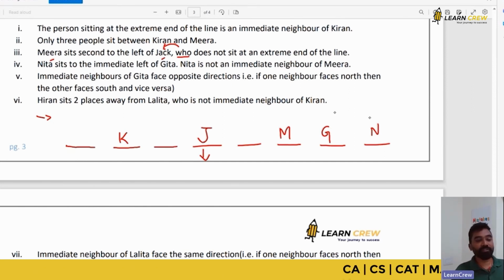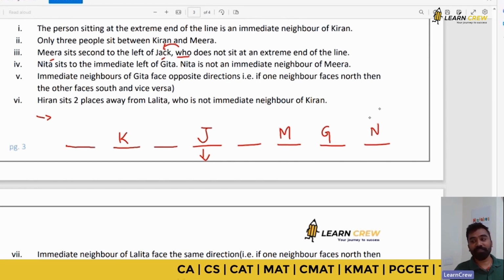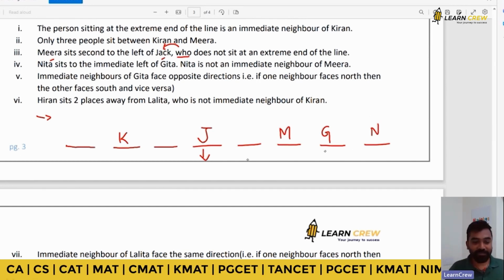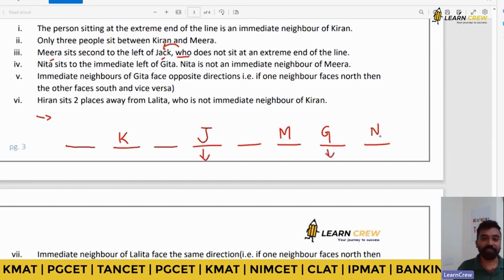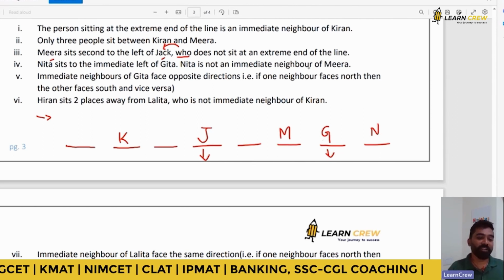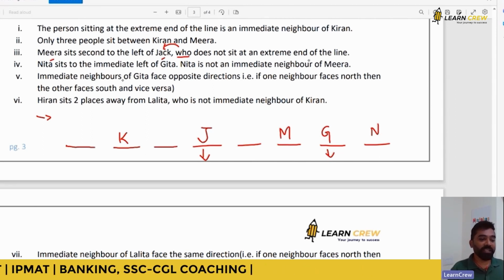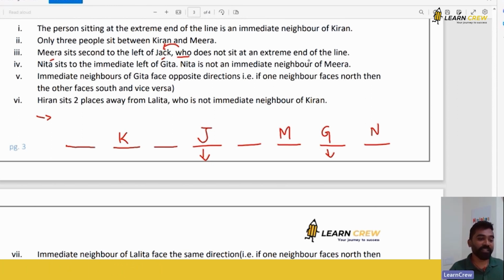North. Neeta sits to the immediate left of Geeta. Geeta's left is Neeta. Geeta is facing south, only then she can face this side. Neeta is not an immediate neighbor of Meera. The immediate neighbors of Geeta face opposite directions. If one neighbor faces north, the other neighbor faces south and vice versa.